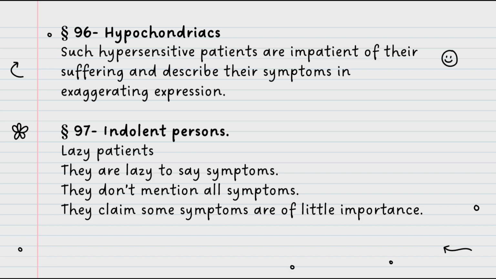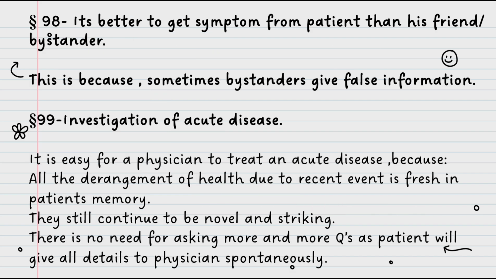So these are the extremes, 96 and 97. Then comes 98. It is better to get symptoms from the patient than from his friend or bystander. Why? Because sometimes bystanders give false information. So first of all, trust the patient as a whole, and you will get the symptoms from bystanders, but you should use your common sense by understanding what is right for you, what you feel is right. That you should keep in mind.